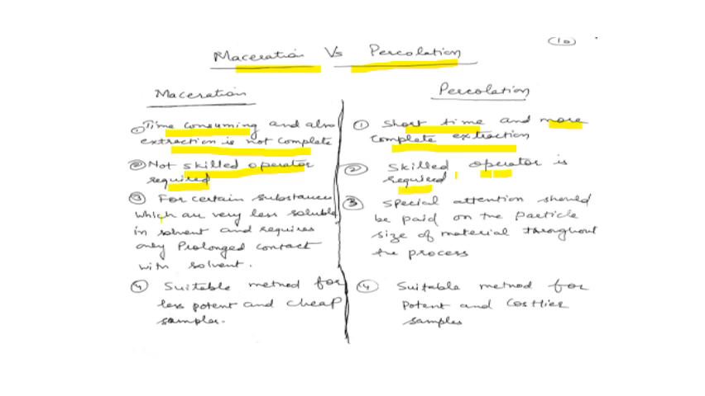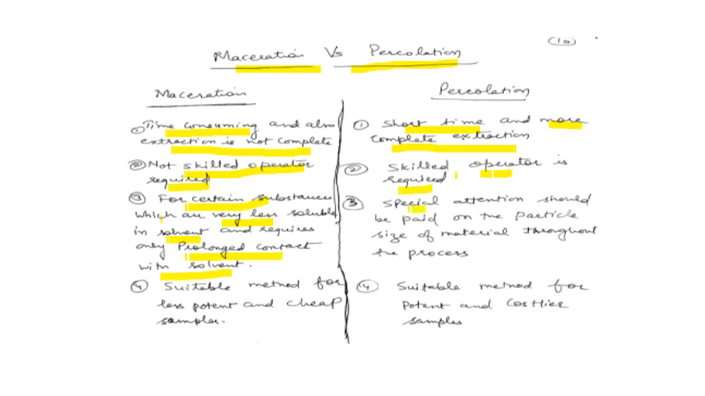Now the third difference: for certain substances which are very less soluble in the solvents, maceration can be used, and it requires prolonged contact with the solvent. A long period of contact is the prolonged contact. It means we keep the sample in the solvent for 7 days. So that is the prolonged contact with the solvent required in maceration.